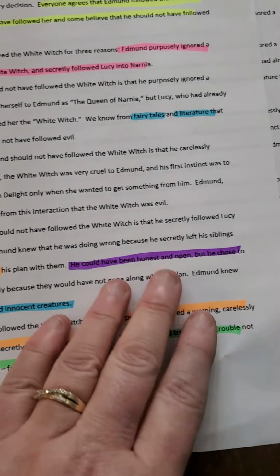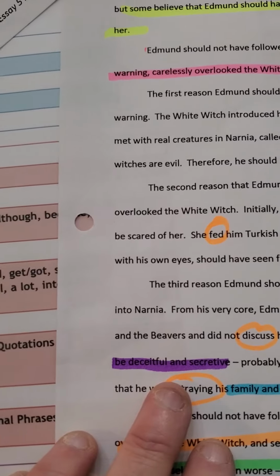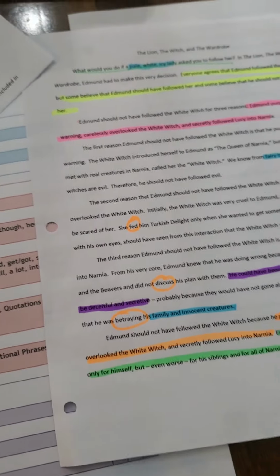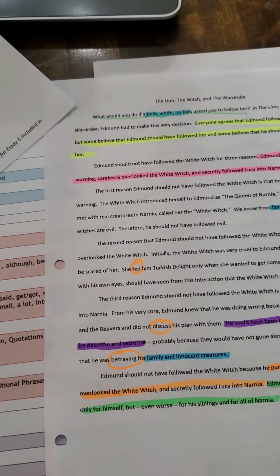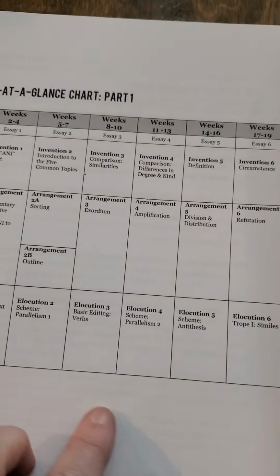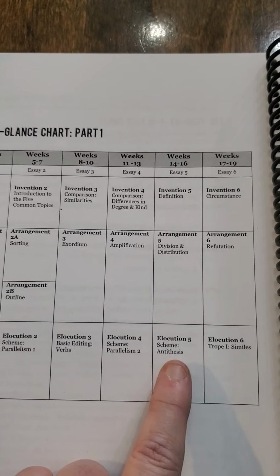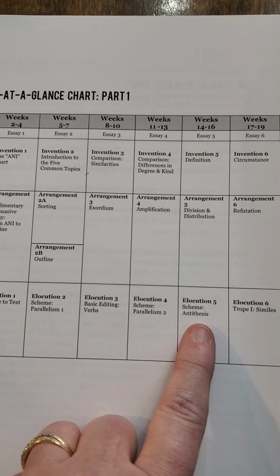Their antithesis was he could have been honest and open, but he chose to be deceitful and secretive. I was happy and then I was sad. Edmund was secretive, but Lucy was open. So any way that you're comparing. And then the antithesis, that is what was the addition for week 5. So this should be their second essay where they're practicing adding in antithesis.